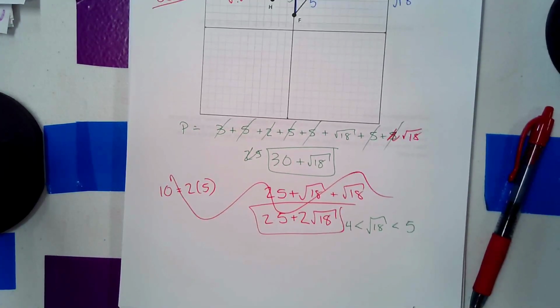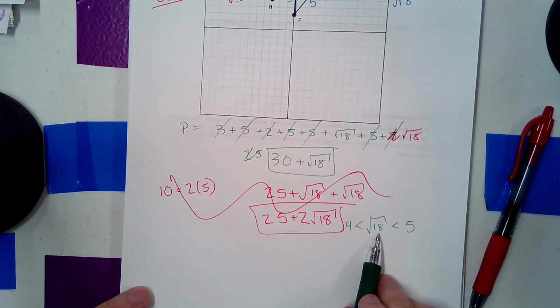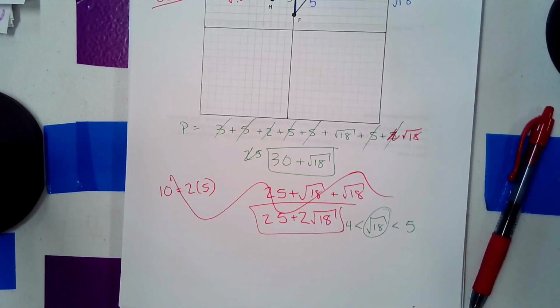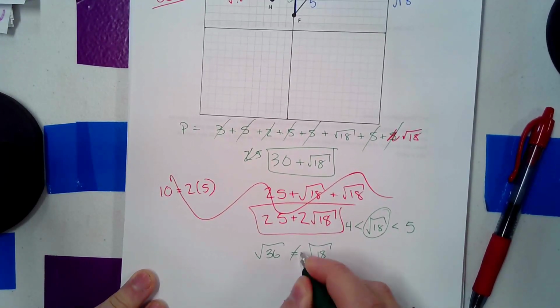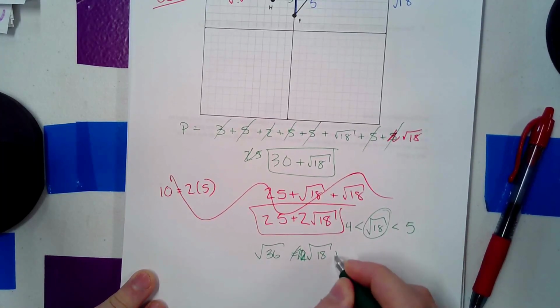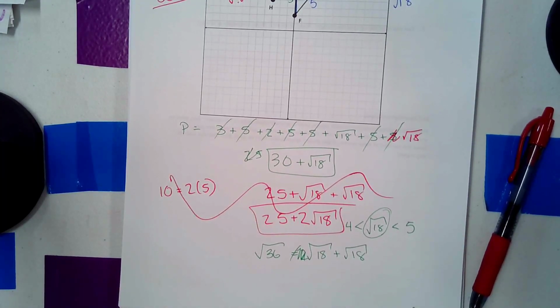Let's add them together. We do twice that. So maybe it's 4.5. We do twice that, that's 9. That doesn't get us 6, does it? There's no way a number between 4 and 5, doubled, gets 6. So root 36 does not equal 2 times root 18. And I just proved it. Not possible. Root 18 is between 4 and 5. A number between 4 and 5 doubled is not going to get you root 36, which is 6.